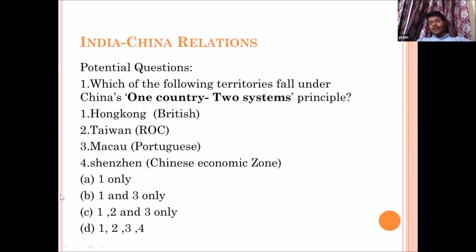Similarly, Taiwan is being ruled even now by the Republic of China. And you have to know the difference between the Republic of China and the People's Republic of China, because the People's Republic of China is nothing but Communist China or mainland China.